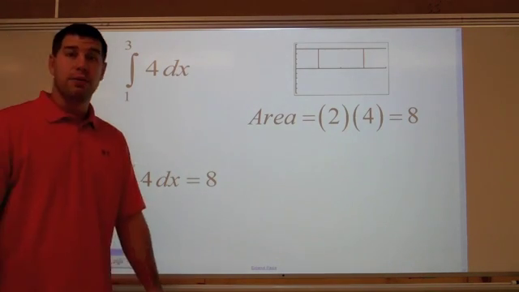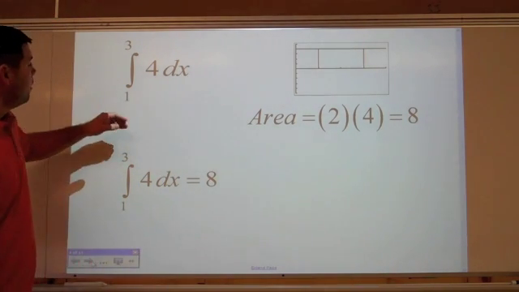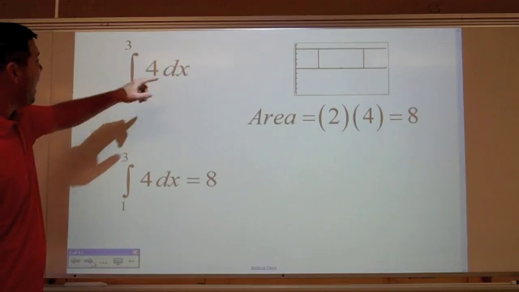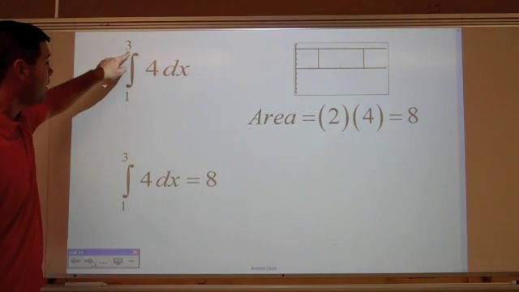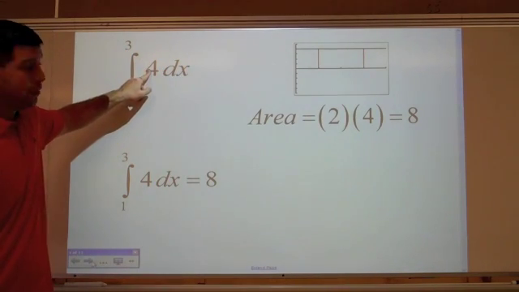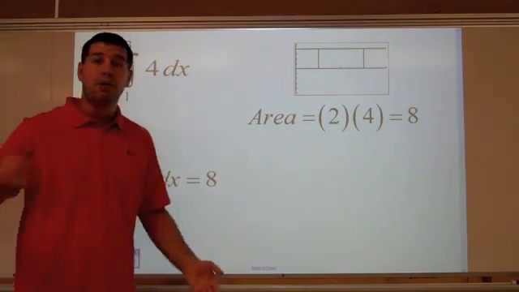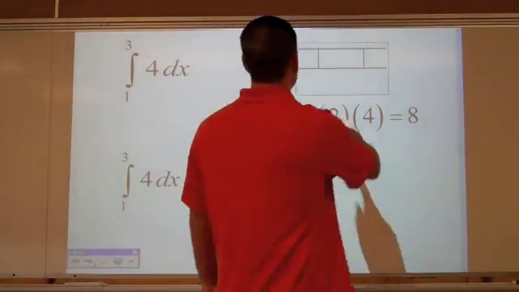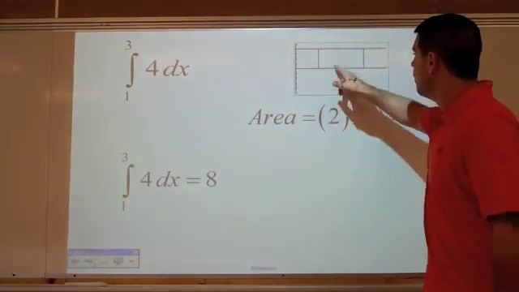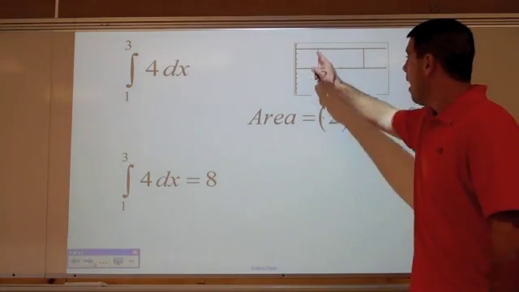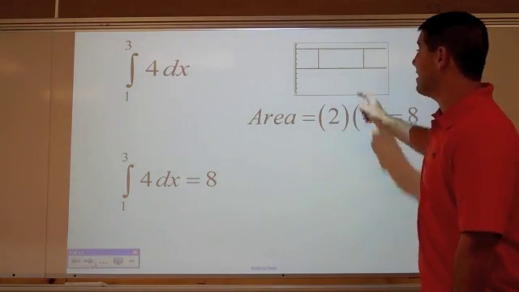Let's look at another integral here. The area between x is 1 and x is 3 of the graph y equals 4. So you graph y equals 4. You have your horizontal line at 4. 1, 2, 3, 4. So you get x is 1, x is 3.